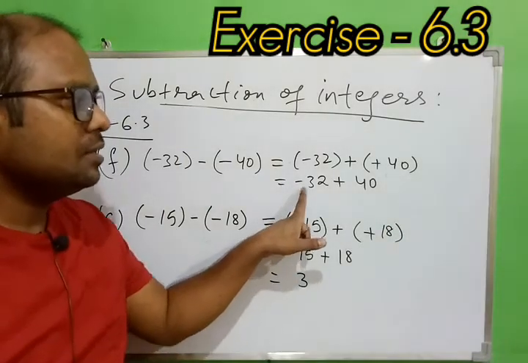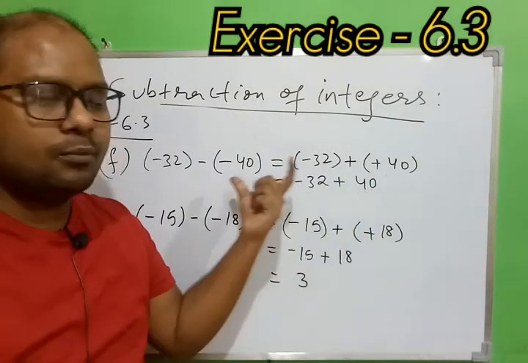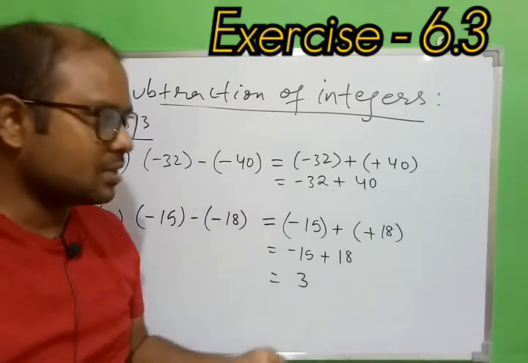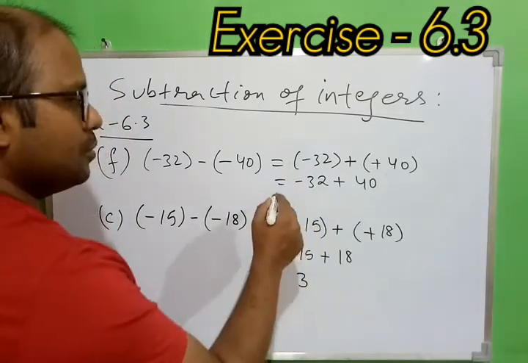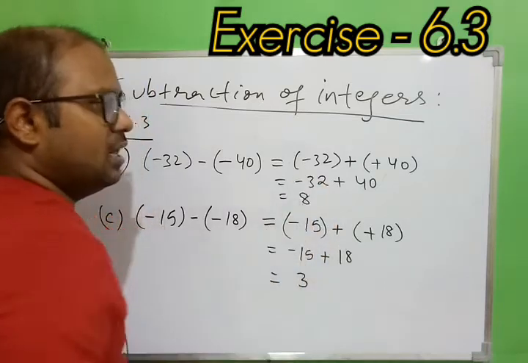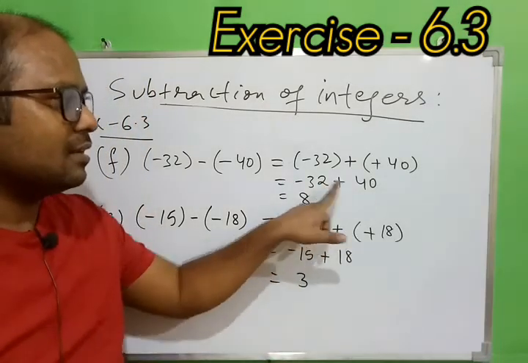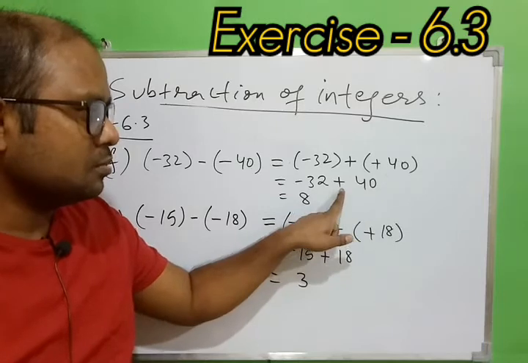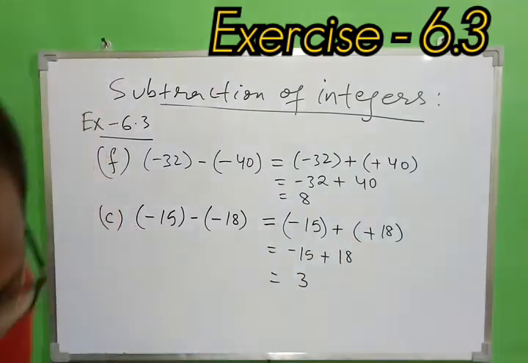So again we have a negative integer and a positive integer, and you know when negative and positives are added, we do the subtraction. So 40 minus 32 is how much? 8, and again 40 is greater than 32. In front of 40 we have a positive sign, so the answer should be a positive integer.